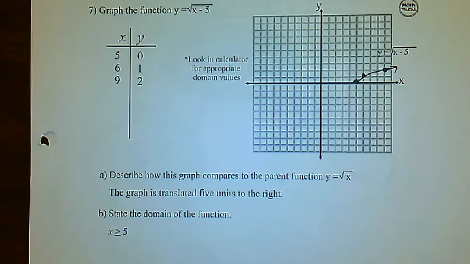The way I remember that: greater than or equal to, my graph is going to go like this. Less than or equal to, the graph will go the other way. So if x is greater than or equal to some number, that's going to look like this. If x is less than or equal to some number, the graph will look like this. And that's for your domain.